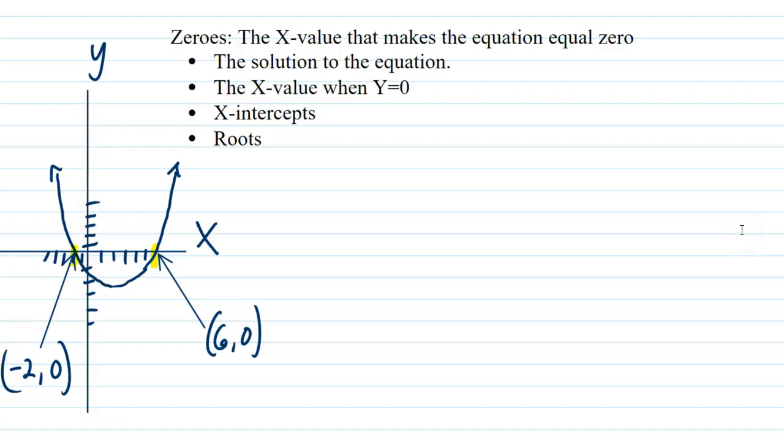Zeros are the x values that make the equation equal to 0. Our x-intercepts, or our roots, are going to be at (-2, 0) and (6, 0). Normally when we're solving a quadratic equation, those are the points that we're looking for, the zeros. Today we're just going to call them the x-intercepts, or the roots, when we're graphing.